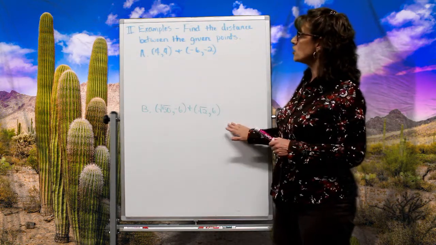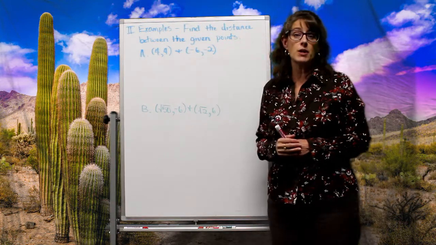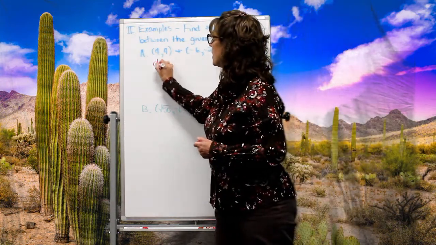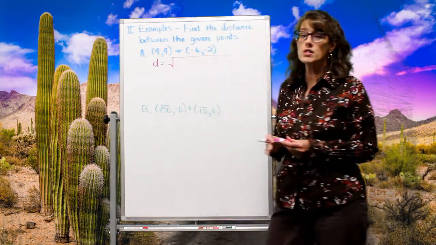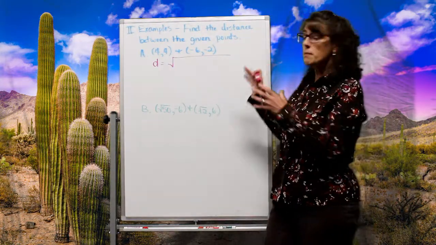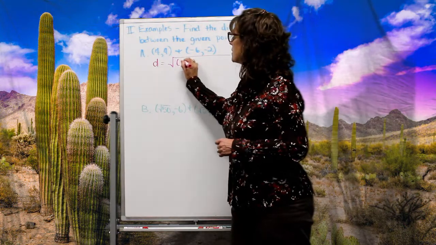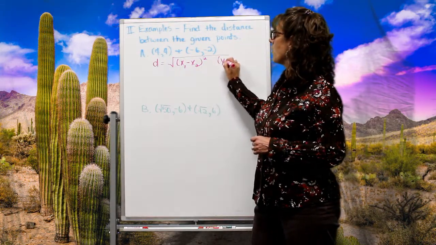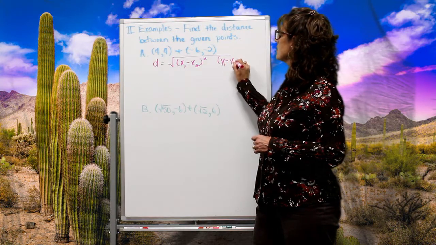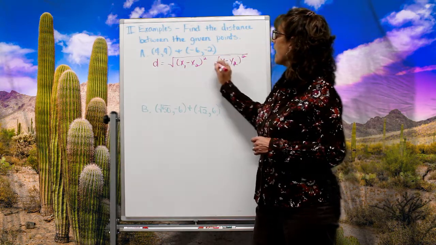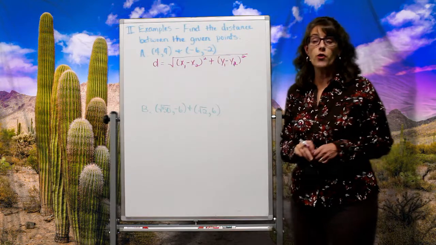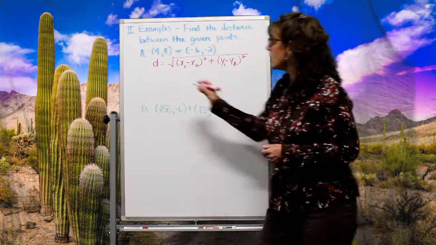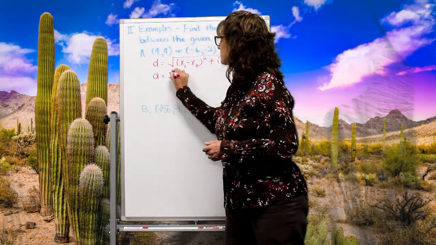So in each of these two examples, I'm going to find the distance between the given points. I know I need to use that distance formula, so I'm going to write my distance formula down first and then plug my numbers in. So I've got a big old square root. I'm going to subtract my x's, square it. Subtract my y's, square it. Add them up and take the square root of the whole thing. And remember, it doesn't matter the order you subtract the x's or the y's. So now I'm going to plug my numbers in.